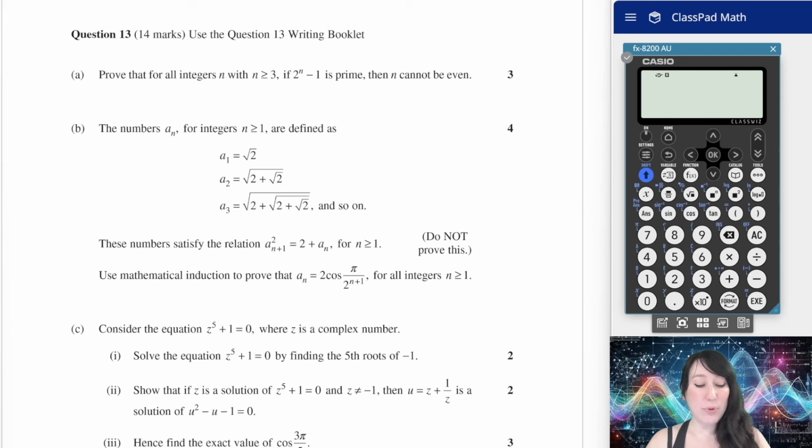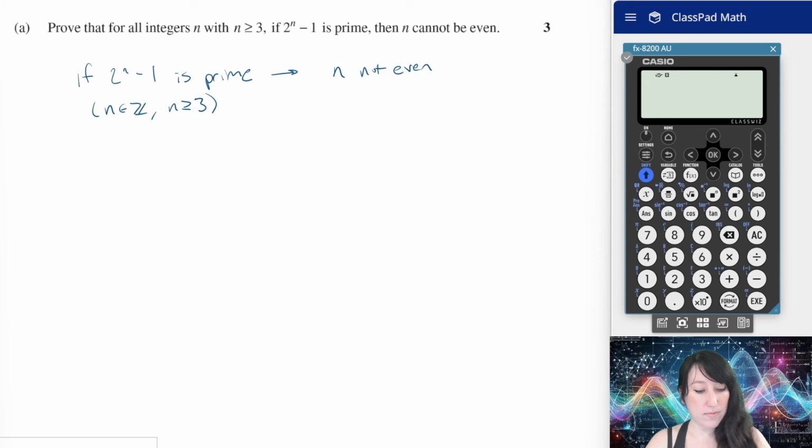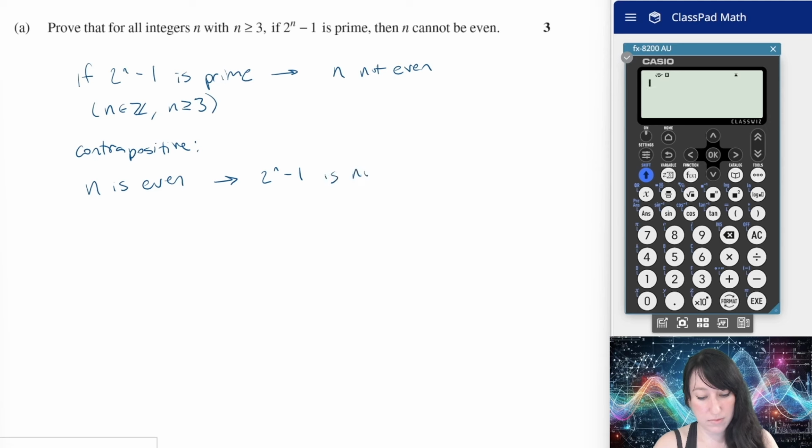Question 13a. Prove that for all integers n with n greater than or equal to 3, if 2 to the n minus 1 is prime, then n cannot be even. So let's simplify what we have to prove. Now, this statement seems a little bit difficult to prove going forwards. Perhaps the contrapositive would be easier to work with. And that's because it's easy to start with an even number and then see what happens to it in an expression like 2 to the n minus 1.